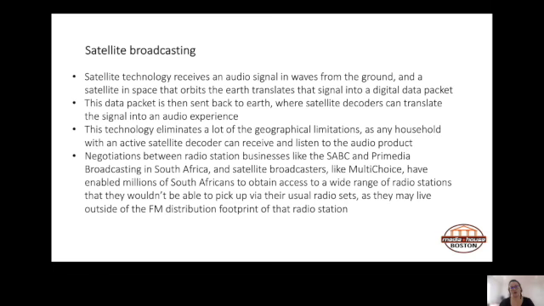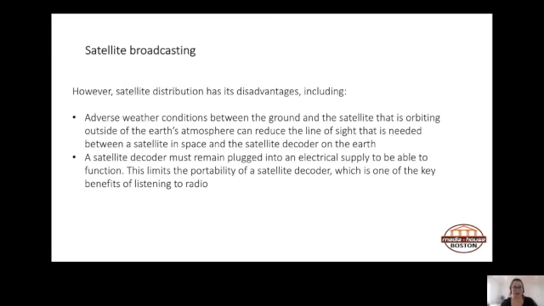There are, however, downsides to something like satellite broadcasting. Some of these include adverse weather conditions between the ground and the satellite that is orbiting outside of the Earth's atmosphere, which can reduce the line of sight that is needed between a satellite in space and the satellite decoder on the Earth. I'm not sure if you've ever watched DSTV, and it just went off, especially when there's thunder and lightning and heavy rains. That means that the line of sight that is needed has been reduced between the satellite in space and the satellite decoder on the Earth.